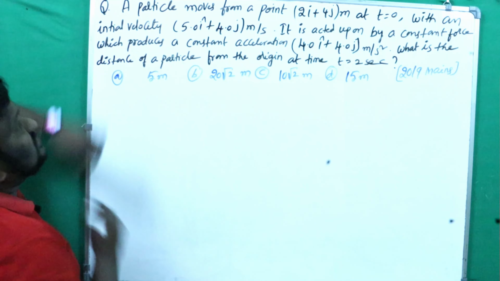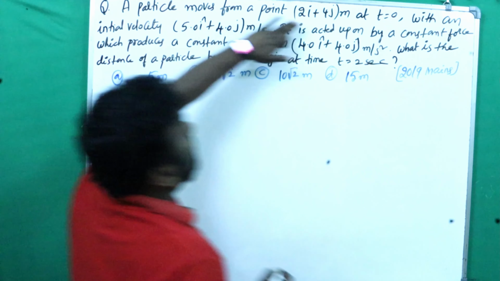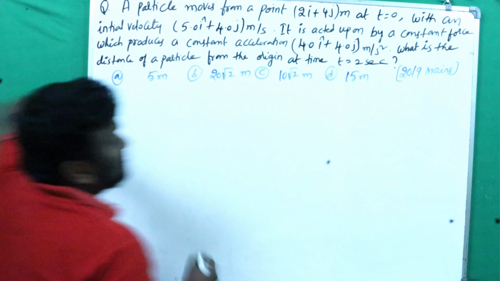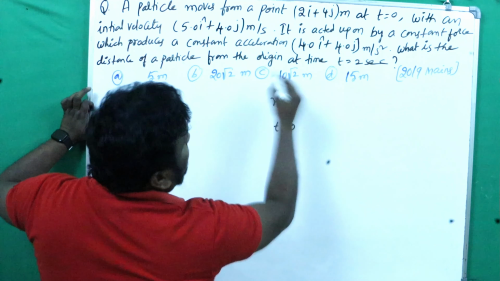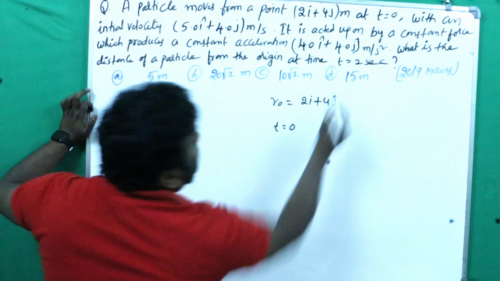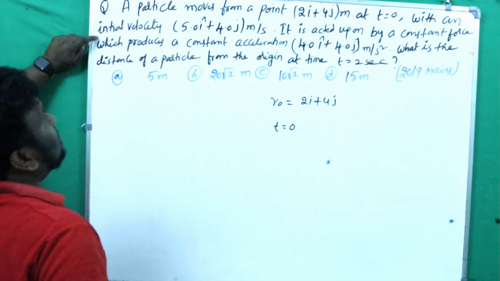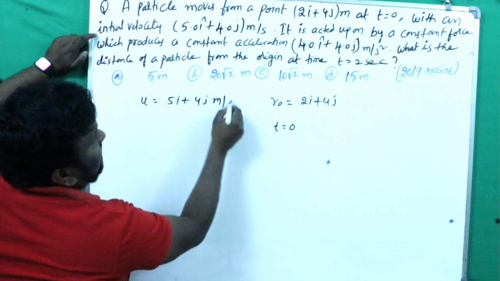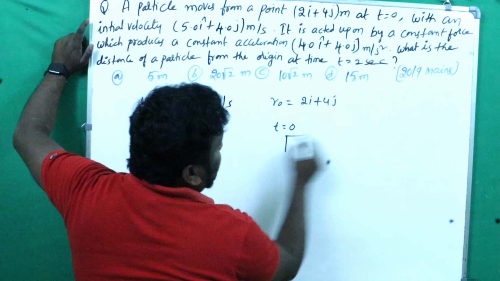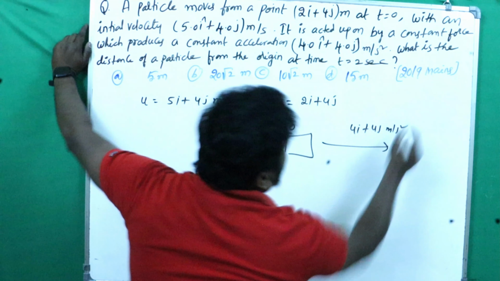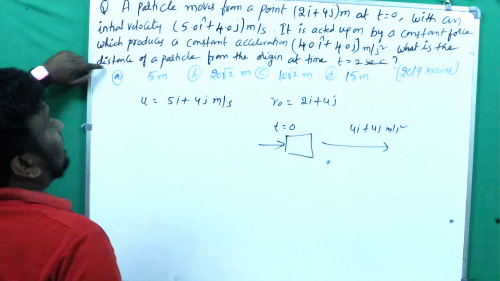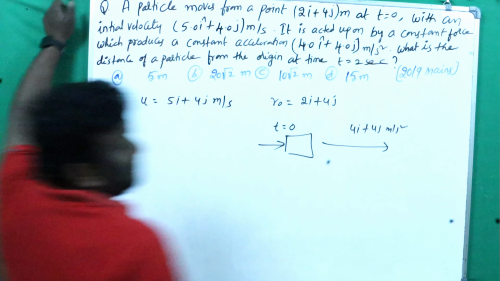Look here, a particle moves from a point 2i plus 4j at t equal to 0. At the time t equal to 0, its position is given, that is r0, which is 2i plus 4j, with an initial velocity of 5i plus 4j meter per second. At this position some force is applied on the body, due to which its acceleration becomes 4i plus 4j meter per second square. Then what is the distance of the particle from the origin at time t equal to 2 seconds?